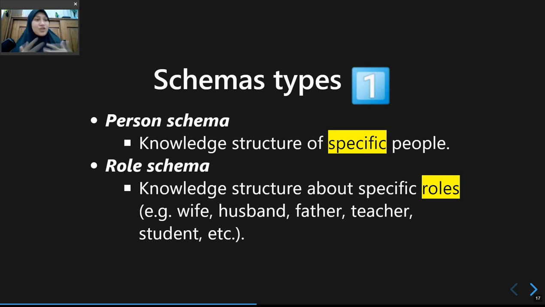Or perhaps if you're having a relationship with a person, as a lover, for example, then you would use meaningful information from being a girlfriend or boyfriend schemas to regulate your interaction with your girlfriend or your boyfriend. So it's not about a person, but it is about how you behave in a certain situation. So basically it's a role schema.